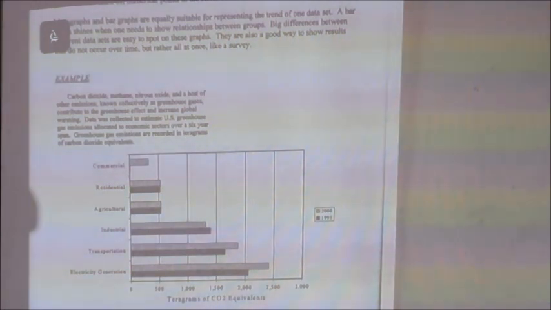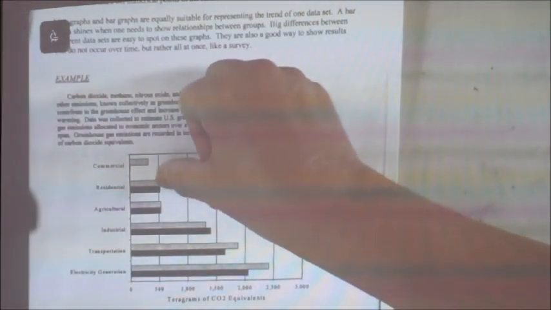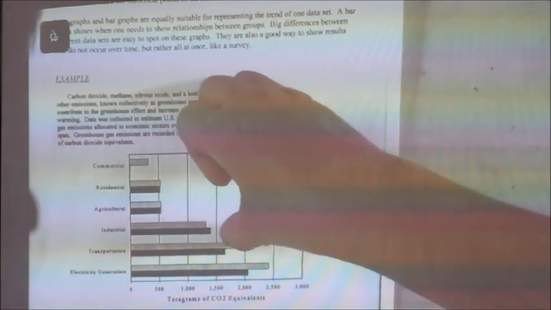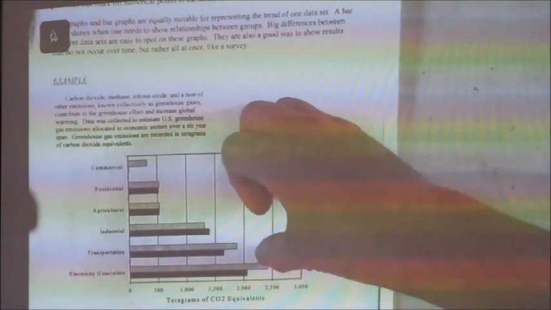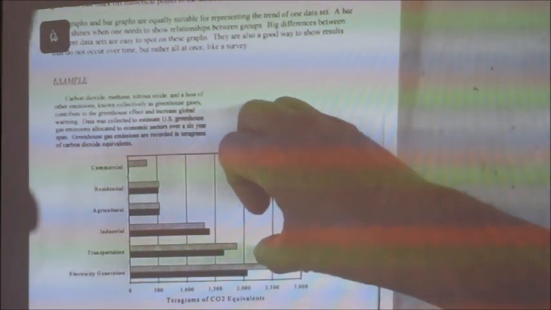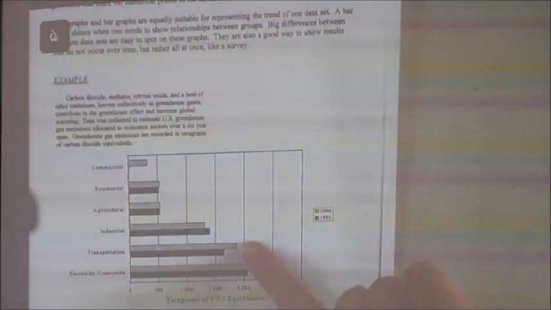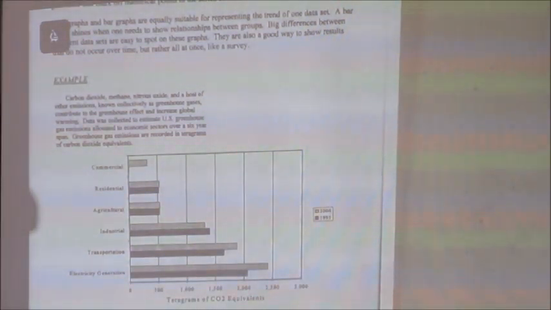And the question is asking what sector's greenhouse gas emissions saw the highest percent increase between 1995 and 2000. And you see the differences between the heights of these bars are all very small, but the last one, electricity generation, the difference is significant. So the answer to this question, what sector greenhouse emissions saw the highest percent increase between 1995 and 2000, the answer is electricity generation.